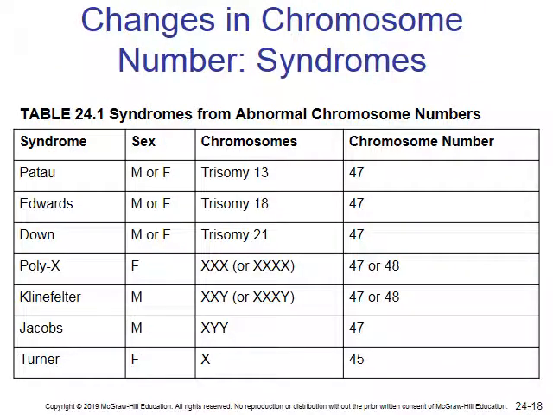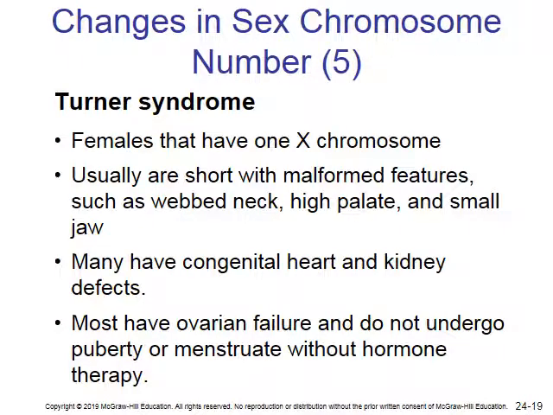Here's a nice table showing you the changes in chromosome number and then the syndrome name. We just talked about trisomy 18, 13, and 21. There are also some cases of monosomy or trisomy with the sex chromosomes. We can have changes in sex chromosome number like we just saw on the table.